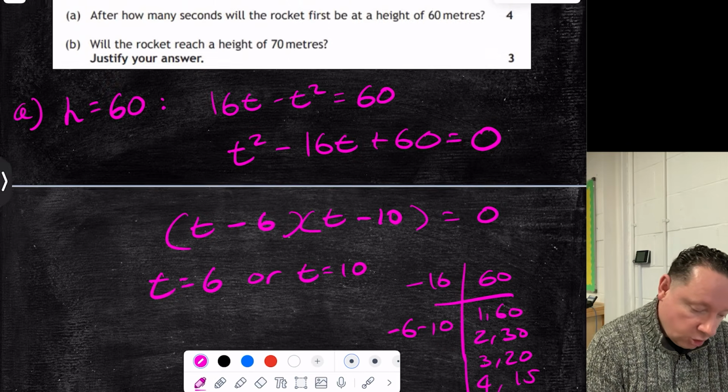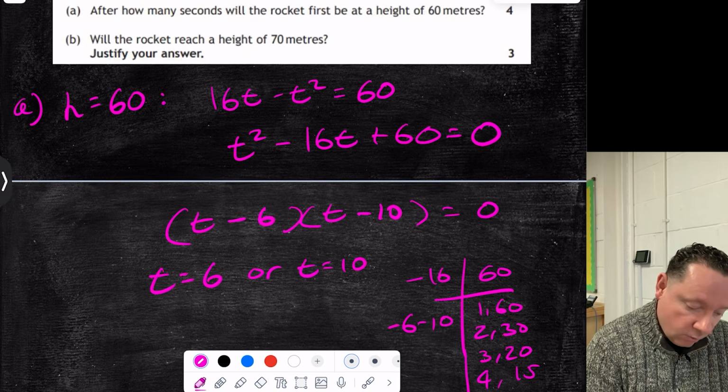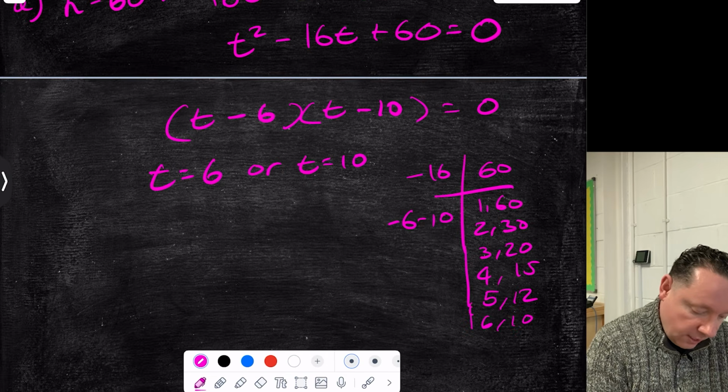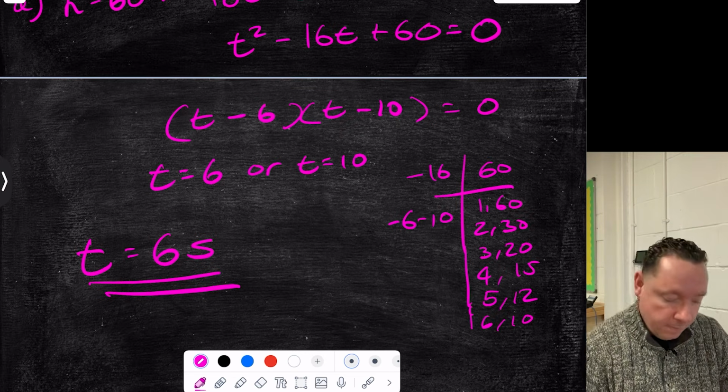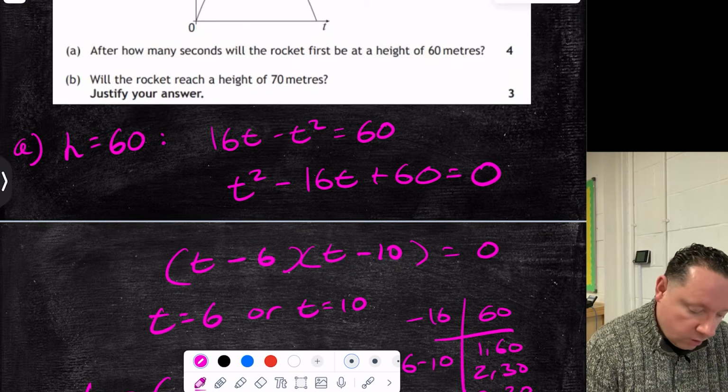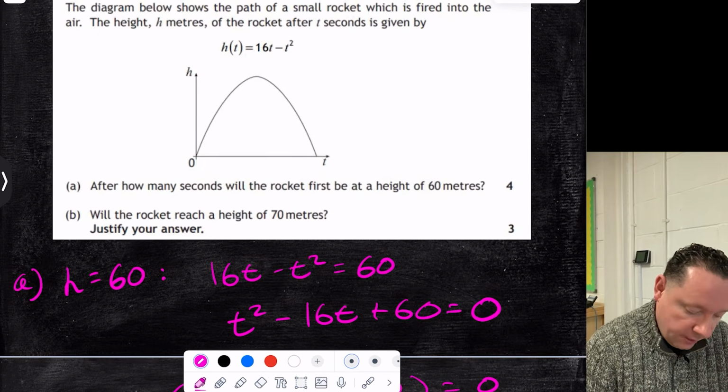So, how many seconds will it first be at a height of 60? The first one's 6, so our answer is t equals 6 seconds, and we're done there. So we highlight it and underline it. It now says, will the rocket reach a height of 70 meters?